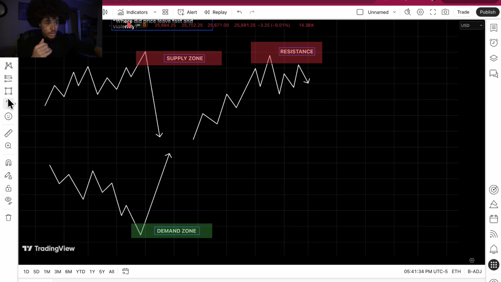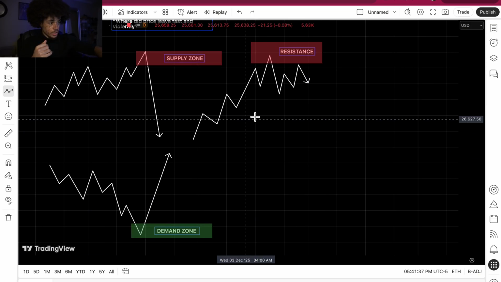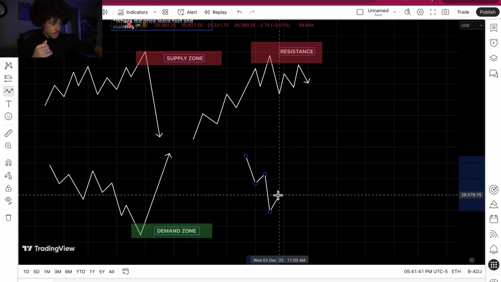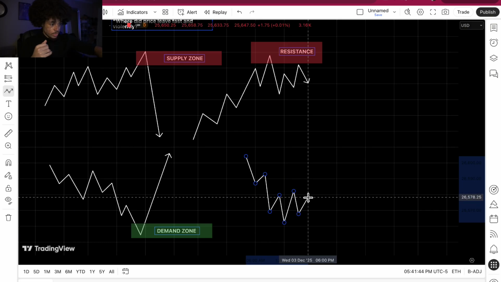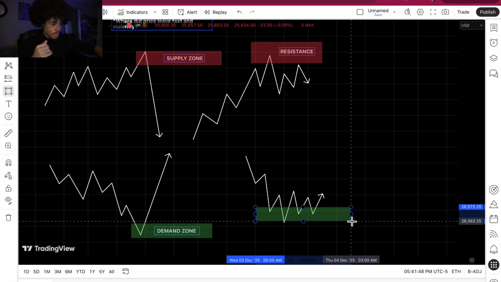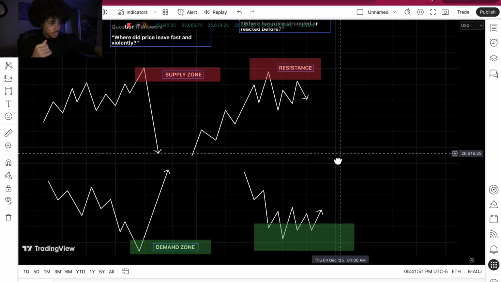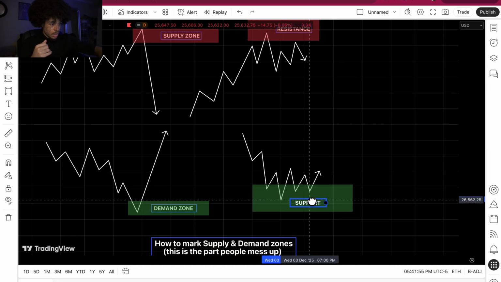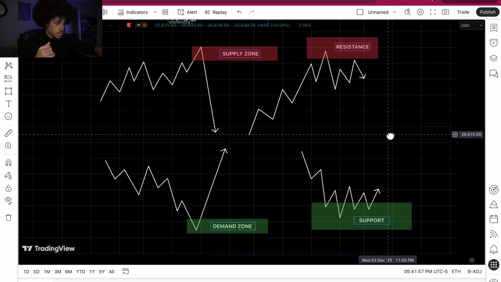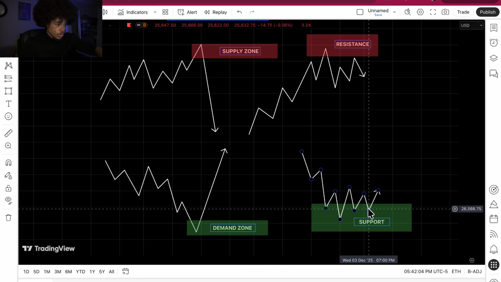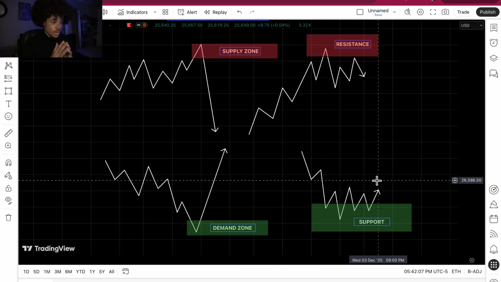Then for support, it's literally going to be similar to resistance, but we might come down, and I won't drag it out. We might stall for a little bit, whatever. Y'all get the point. This right here is support. We can move on. And let's bring that down. I just want to have all of them in screen for you guys. Hold on. Boom. Supply, demand, resistance, support. All right. These are ideas of what it might look like.